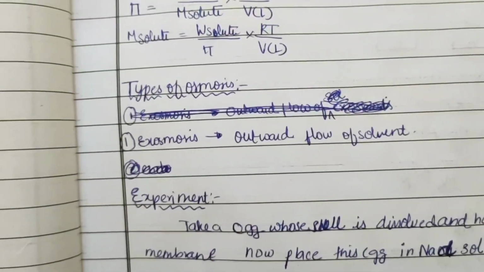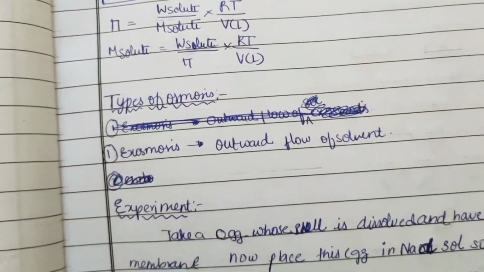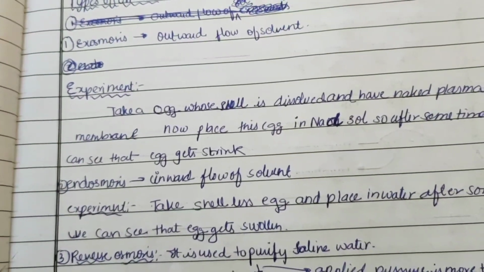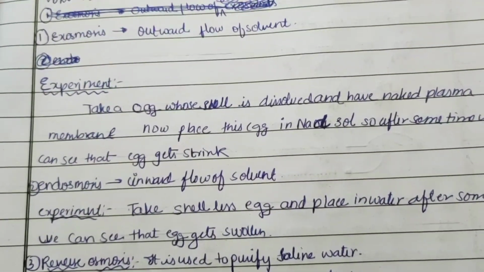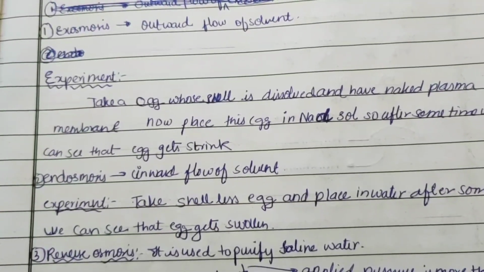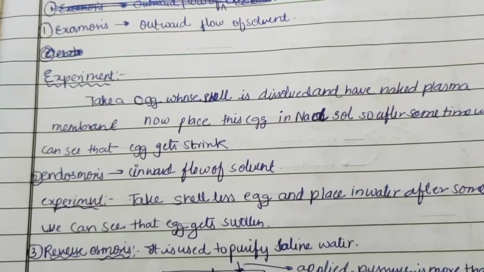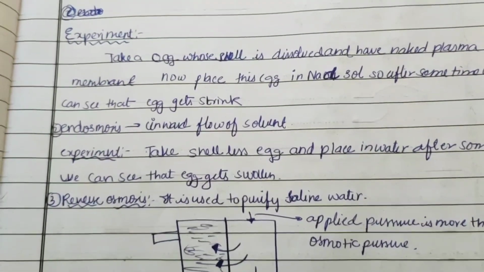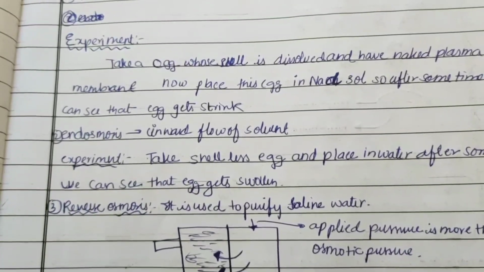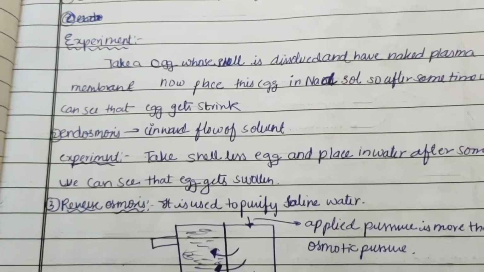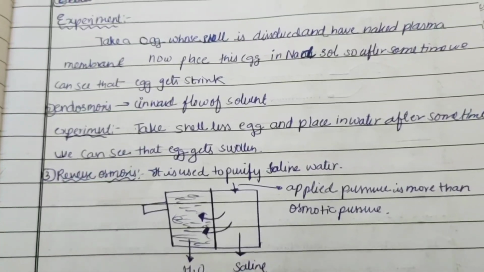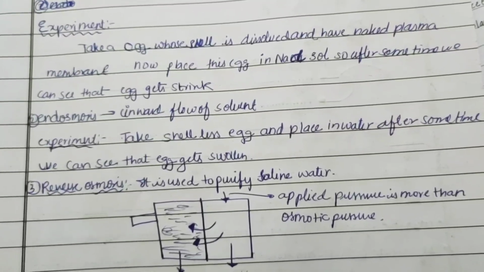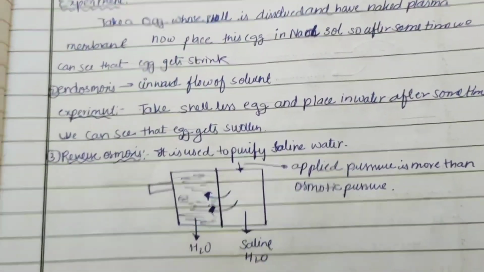Then types of osmosis. First is exosmosis, the outer flow of solvent. Let us experiment. Take an egg whose shell is dissolved and has only the egg plasma membrane. Now place this egg in a NaCl solution. After some time we can see that the egg shrinks. That means the solvent is moving from inside to outside. Then endosmosis, which is the inward flow of solvent. Experiment: take a shell-less egg and place it in water. After some time we can see that it gets swollen and bursts.